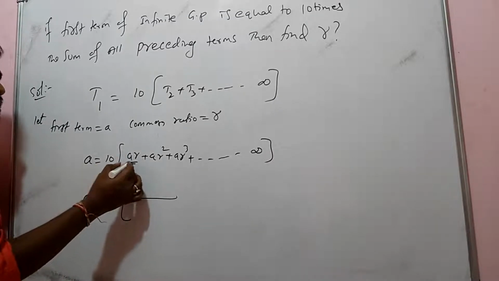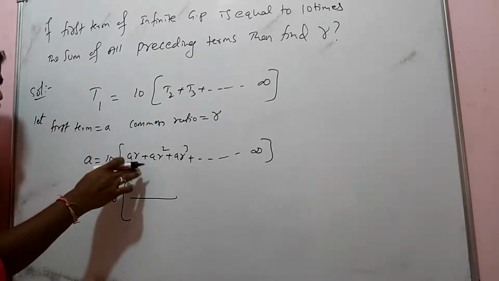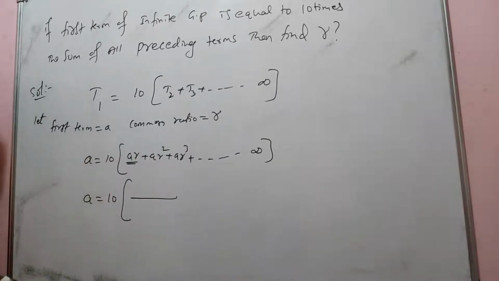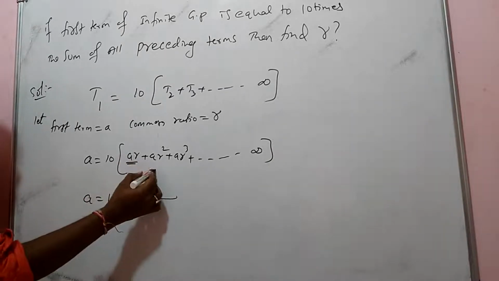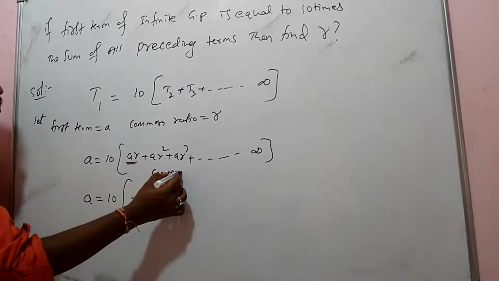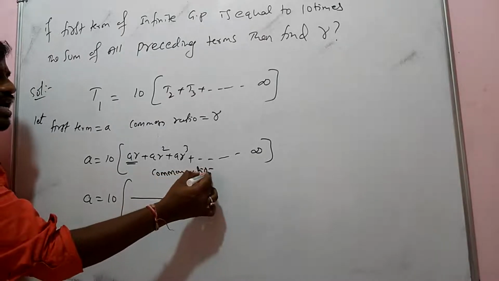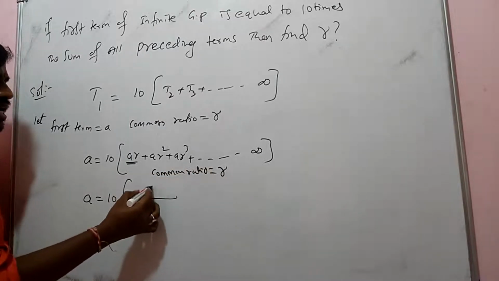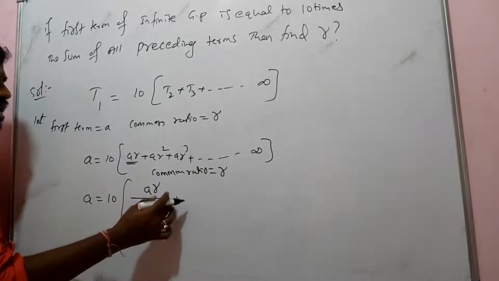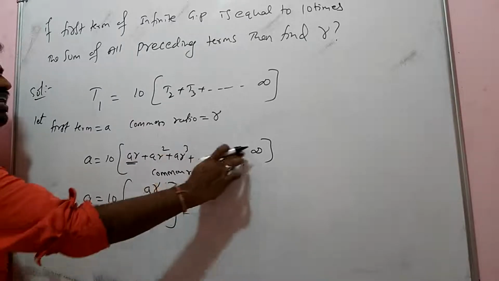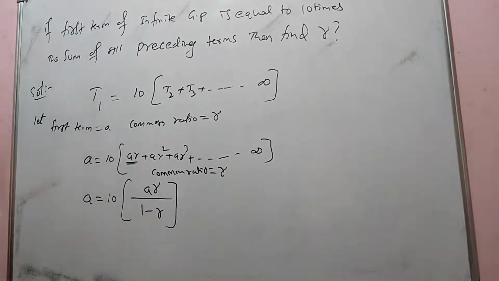What is the first term? A is the first term. First term by 1 minus common ratio. S infinity is equal to A by 1 minus R. Here the common ratio is R, there is no change in this. The first term is AR, so AR by 1 minus R is the sum for this infinite GP. Then you have to find the value of R here.